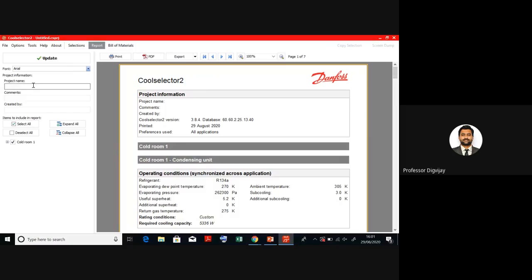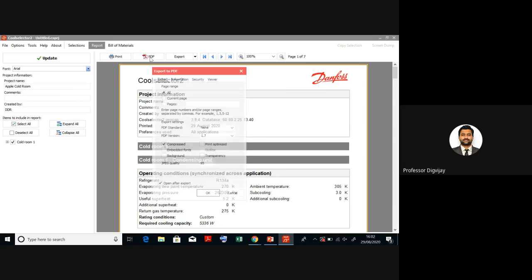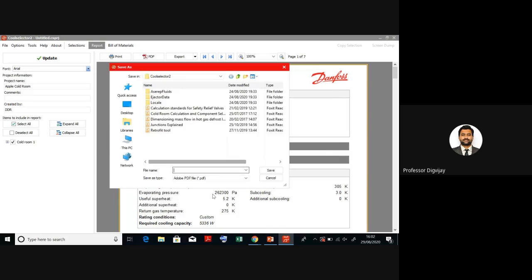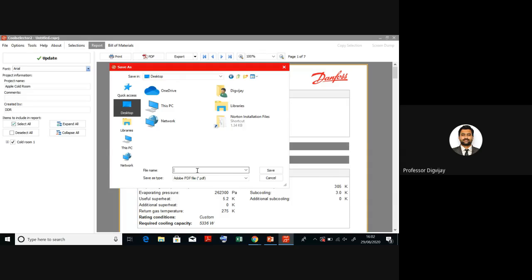So I can put my project name here also. I will put it as Apple cold room. Then comments created by, let us say by me, DDR. Okay, items to include in the report, select all. Okay, so we can get a PDF, all compress. Okay, PDF standard. I'll put it on desktop. So let us say CC.